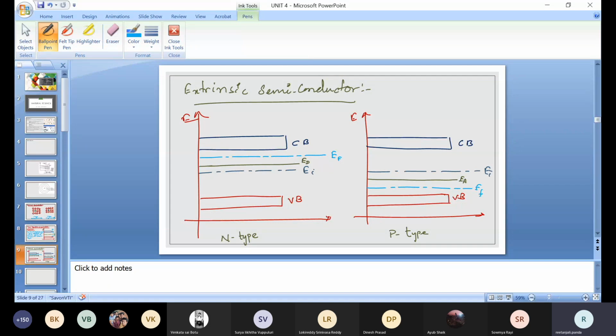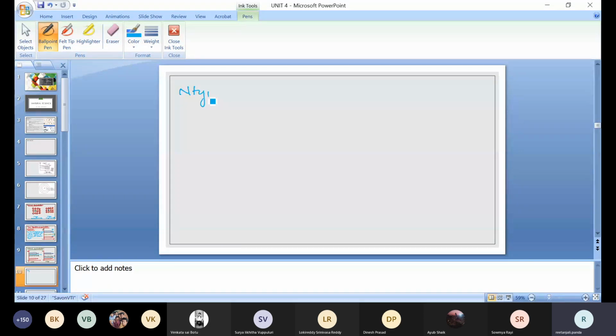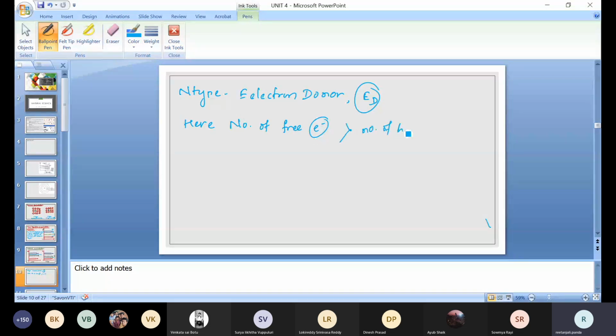This electron donor possesses some energy level, which is called ED. Now as it is donating the electron, the number of free electrons is more than the number of holes. So if we consider absolute zero, the number of holes will be zero only. At absolute zero, the number of holes is always zero.